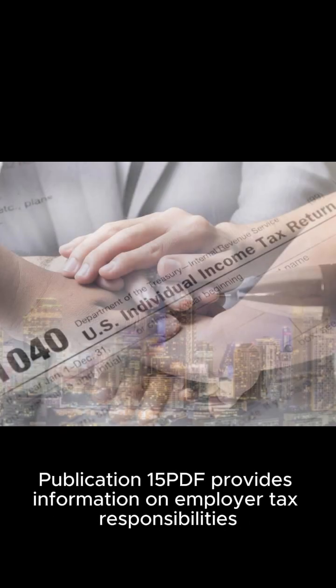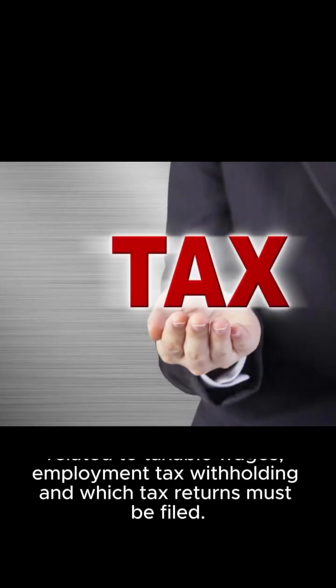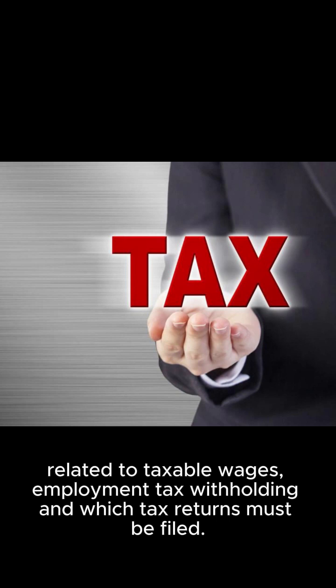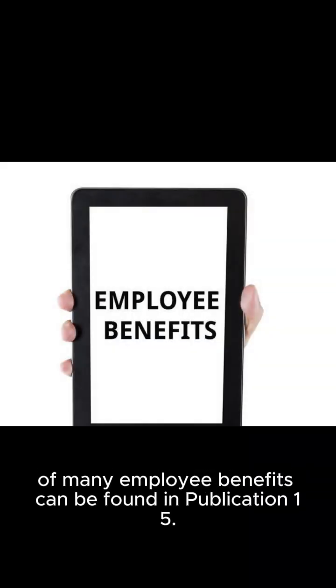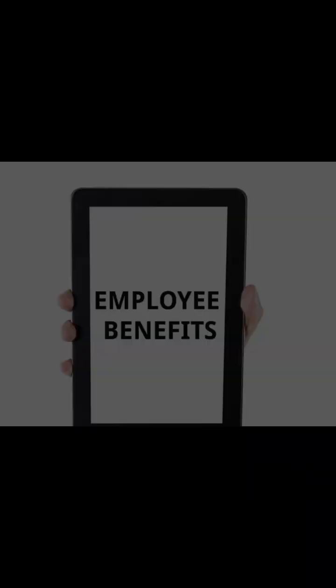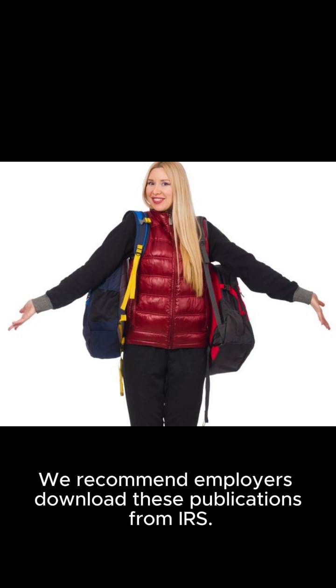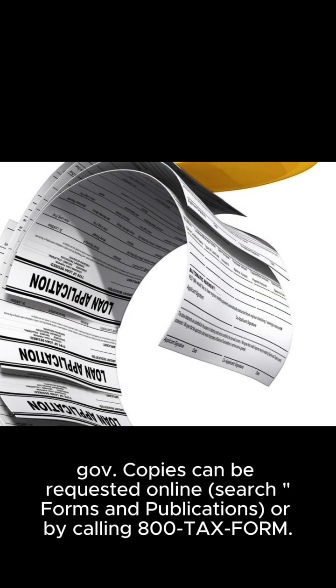Employer Tax Responsibilities Explained: Publications 15, 15A, and 15B. Publication 15 (PDF) provides information on employer tax responsibilities related to taxable wages, employment tax withholding, and which tax returns must be filed. More complex issues are discussed in Publication 15-A (PDF), and tax treatment of many employee benefits can be found in Publication 15-B. We recommend employers download these publications from IRS.gov. Copies can be requested online (search forms and publications) or by calling 800-TAX-FORM.